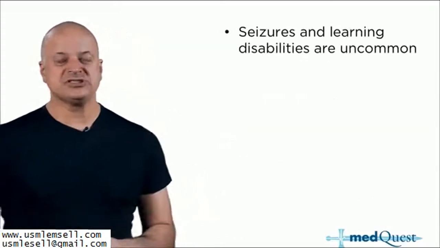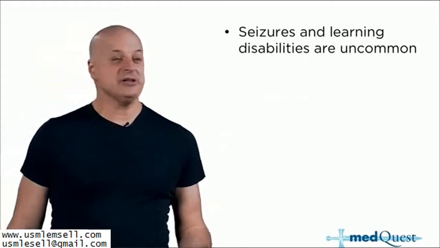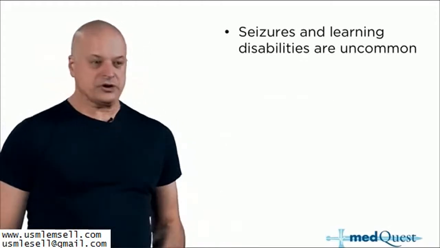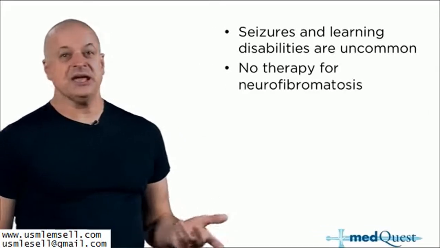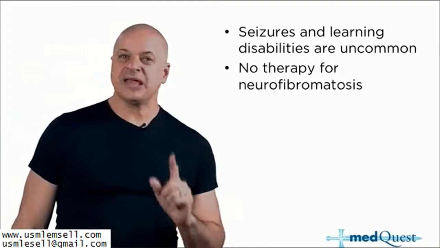Now, what happens is that you can get seizures and disability. They're uncommon, but the question was, what neurological problem is associated with this? And the answer is seizures and learning disabilities. But they're uncommon, it can be.